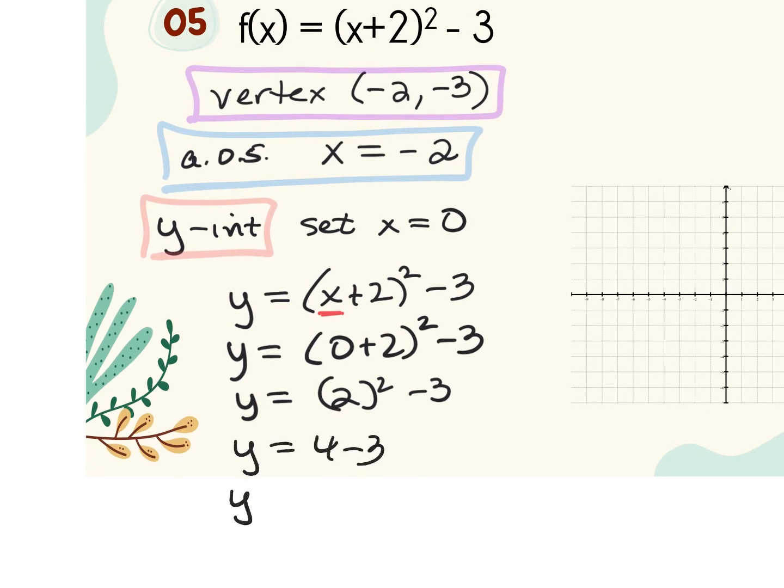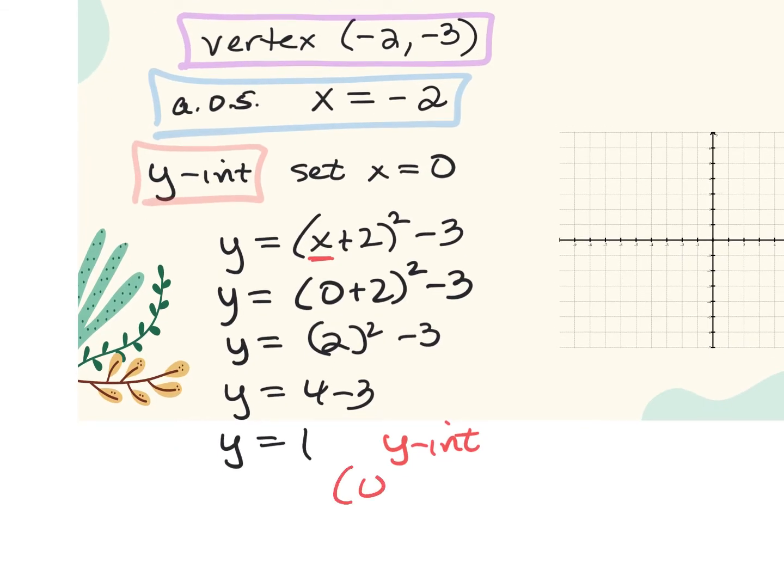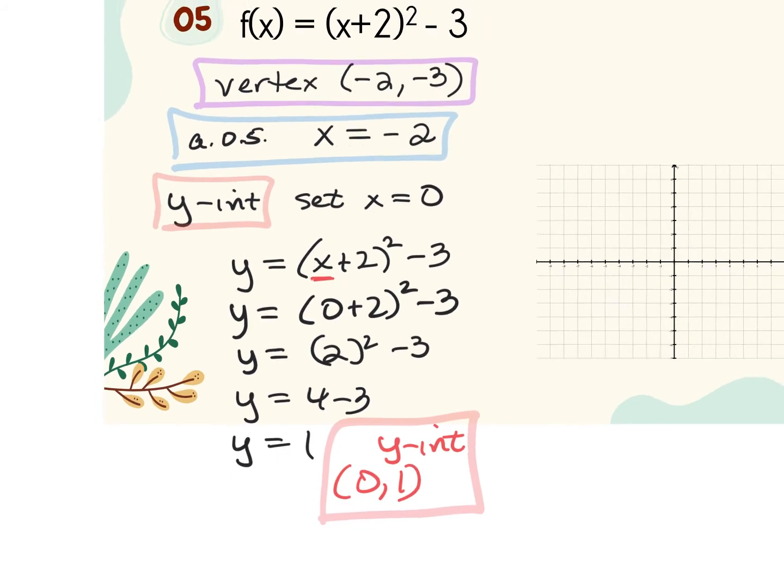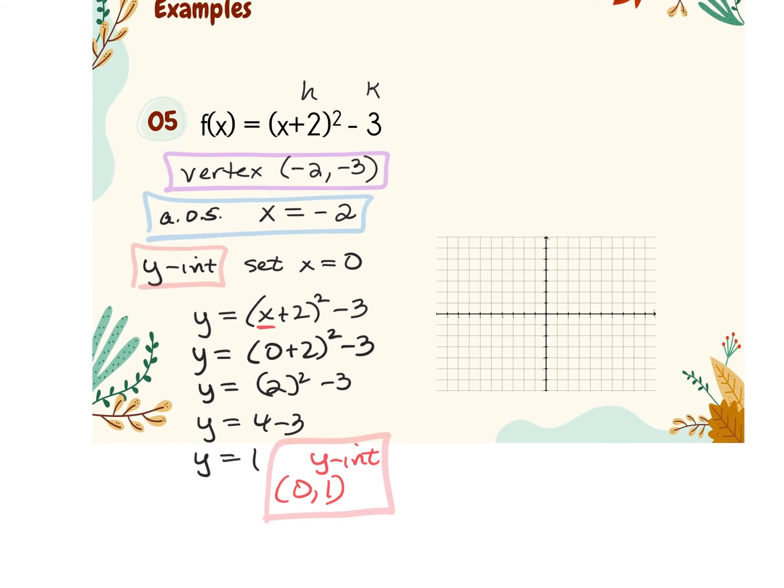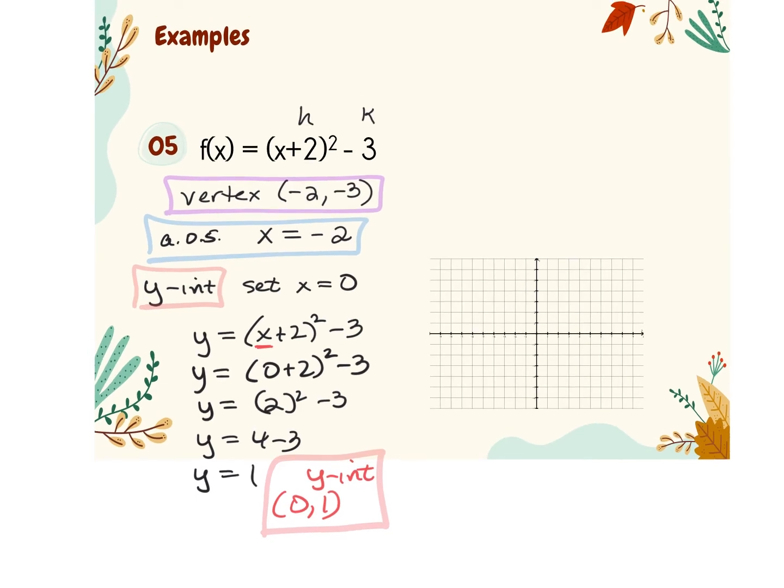And then I'm going to subtract. So the ordered pair for my y-intercept is the ordered pair I plugged in a 0, and then I got a y as the answer. So this is my y-intercept. Now I have to find the x-intercept, and I'm going to find that by setting y equal to 0.